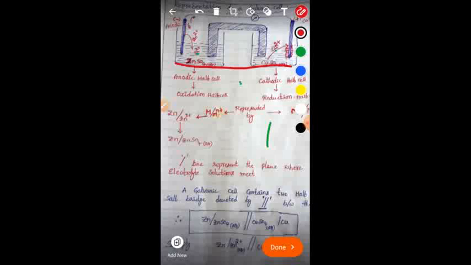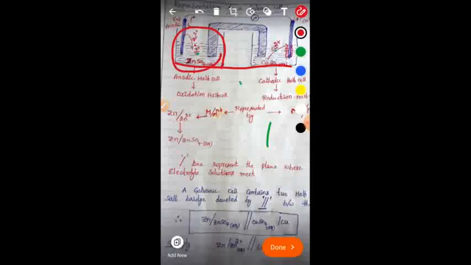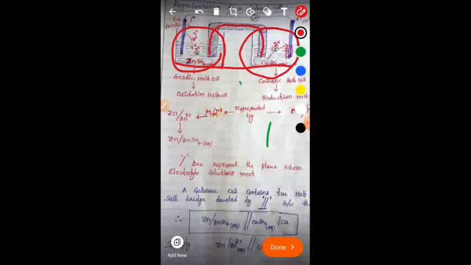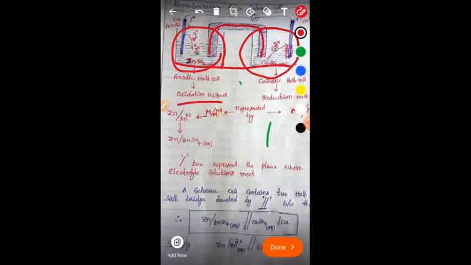This is the left hand half cell. This one is the right hand half cell. These two half cells are connected with a salt bridge. The left hand half cell is also known as the anodic half cell. In this anodic half cell, oxidation takes place, hence it is also known as the oxidation half cell. The right hand half cell is also known as the cathodic half cell.